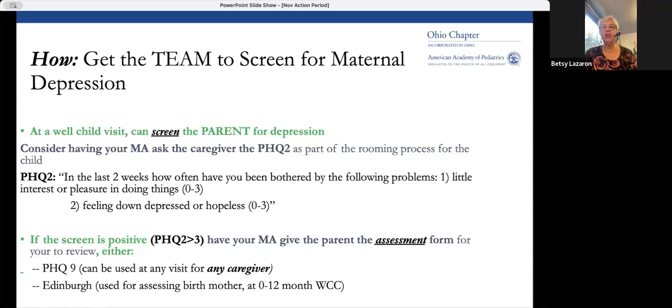So a PHQ-2 of 2 is normal. A PHQ-2 of 3, you should probably add a screen.